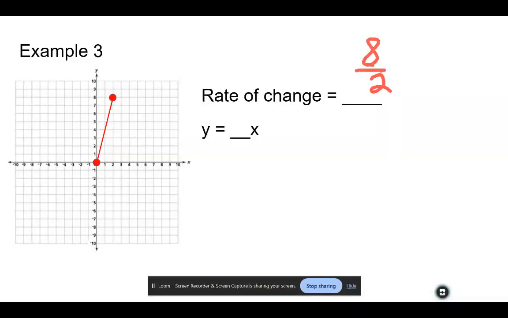You can simplify that, or you could put it in your calculator, because all this means is 8 divided by 2. And what is 8 divided by 2? Well, 8 divided by 2 is 4. So my rate of change is really 4, and my formula would be y equals 4x.